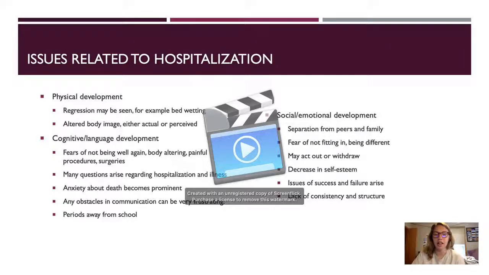For social and emotional development, the separation from peers and family can be bad. There is a fear of not fitting in or being different. They might act out or withdraw. There's a decrease in self-esteem. Issues of success and failure arise, and there's a lack of consistency and structure. A lot of these I talked about in previous slides, but they're all really important to be aware of, especially for school-age children.